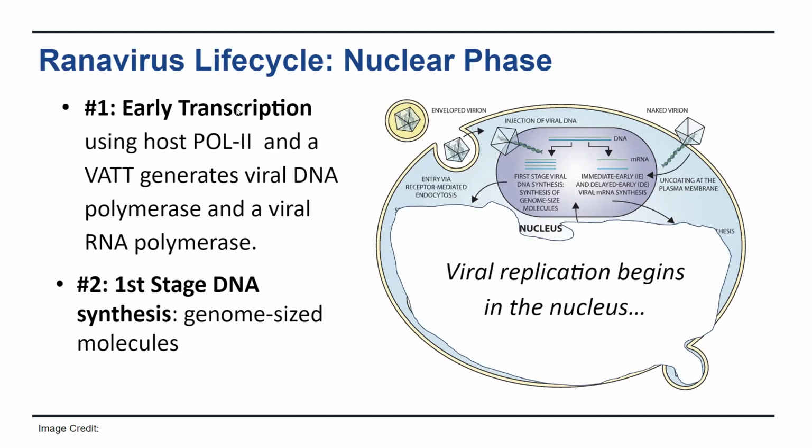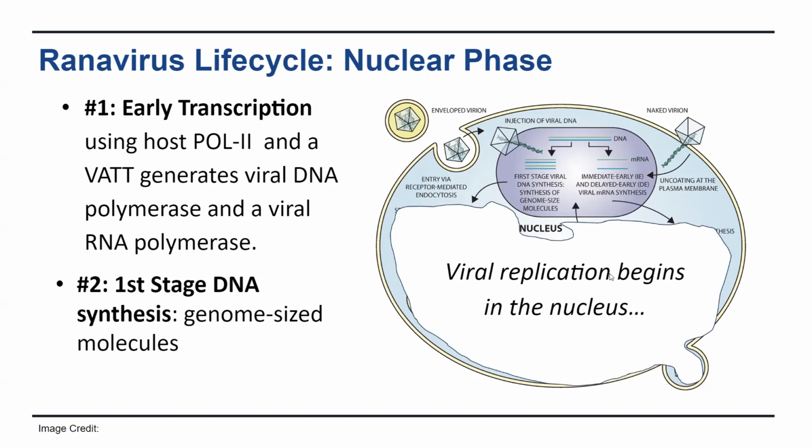The first event is early transcription. In early transcription, host RNA polymerase II and one or more virion-associated transcriptional transactivators collaborate to generate basically early viral proteins. These early viral proteins code for things like the viral DNA polymerase and viral RNA polymerase. Once this viral DNA polymerase is made, it binds to the genome that's been injected, and first stage DNA synthesis takes place. In first stage DNA synthesis, a unit-sized copy of the viral genome is replicated.